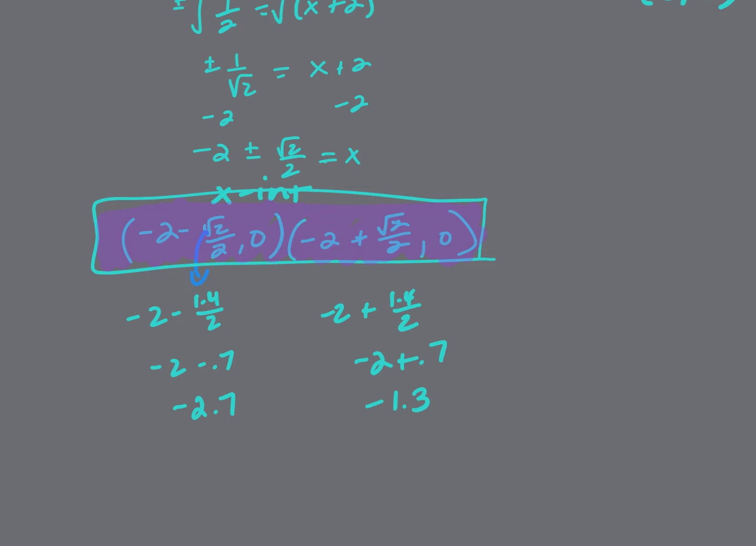So root 2, you could approximate to be like 1.4. You could do 1.6. It's not going to make that big of a difference. And you could even do 1.2. Again, it's not going to make that big of a difference.